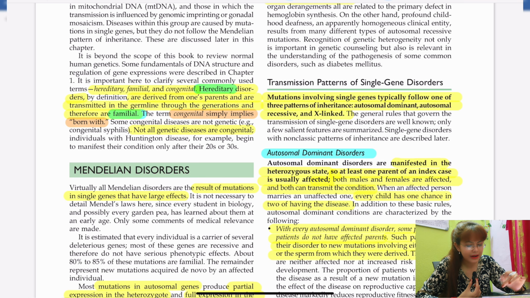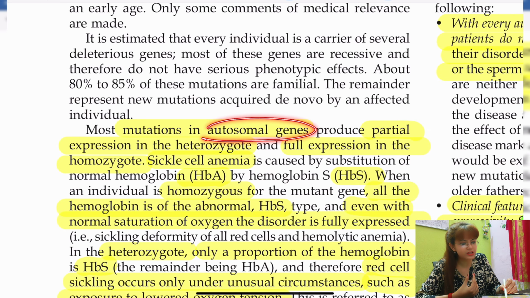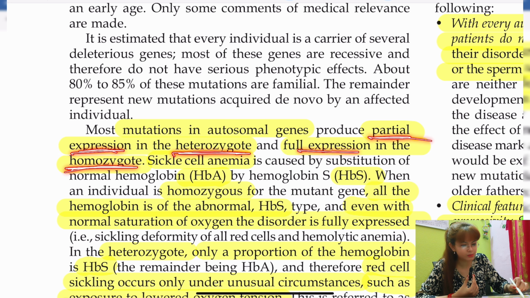Okay, now coming to Mendelian disorders, very important, because here we are going to learn the different kinds of patterns and the pedigrees. Obviously, this is the result of mutations in single genes having large effects. Mutations in the autosomal genes produce partial expression in the heterozygote. So in the heterozygote there is partial expression, and in the homozygote there is full expression.